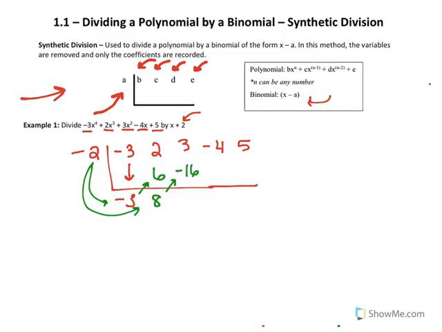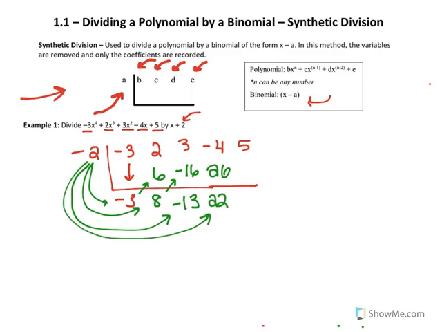Then we add. So 3 plus -16 is -13. Now we multiply. -2 times -13 makes 26. Then we add to get 22. Then we multiply again, and we get -44 plus 5 is 39. The last number is your remainder.